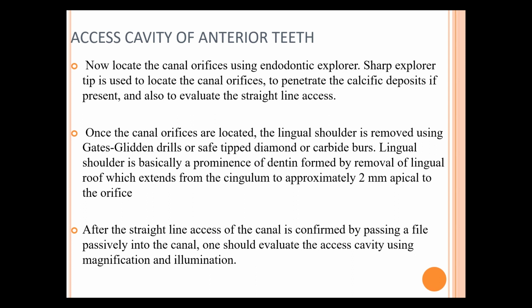A sharp explorer tip is used to locate the canal orifices, to penetrate the calcific deposits if present, and also to evaluate the straight line access. Once the canal orifices are located, the lingual shoulder is removed using Gates Glidden drills or safe-tipped diamond or carbide burrs. The lingual shoulder is basically a prominence of dentine formed by removal of the lingual roof, which extends from the cingulum to approximately 2 mm apical to the orifice. After the straight line access of the canal is confirmed by passing a file passively into the canal, one should evaluate the access cavity using magnification and illumination.